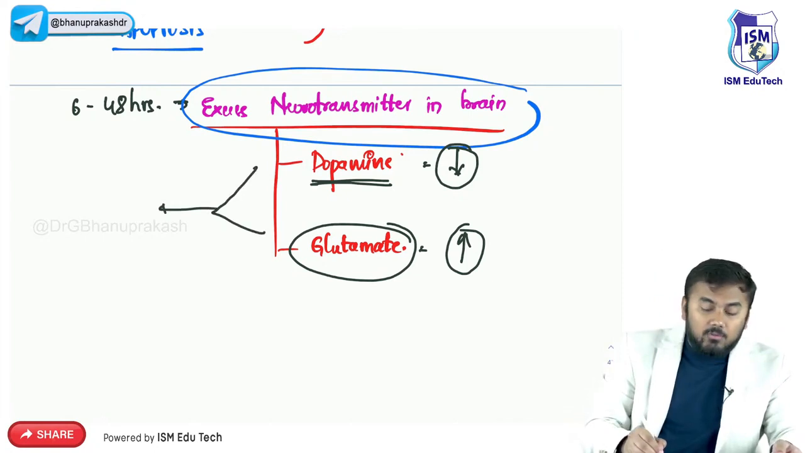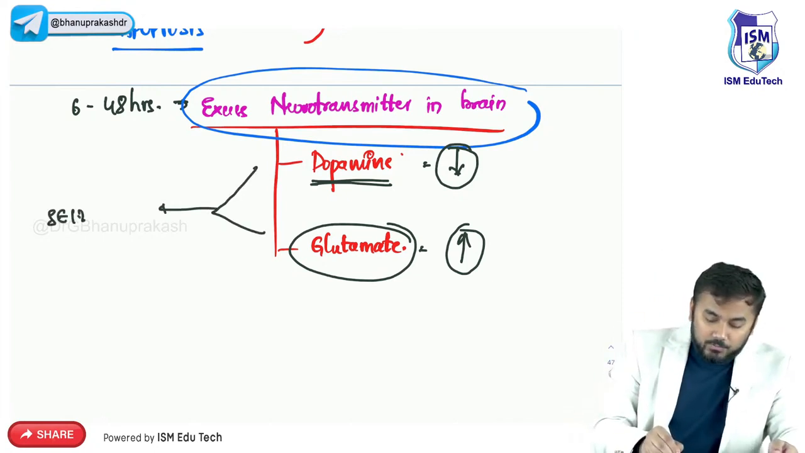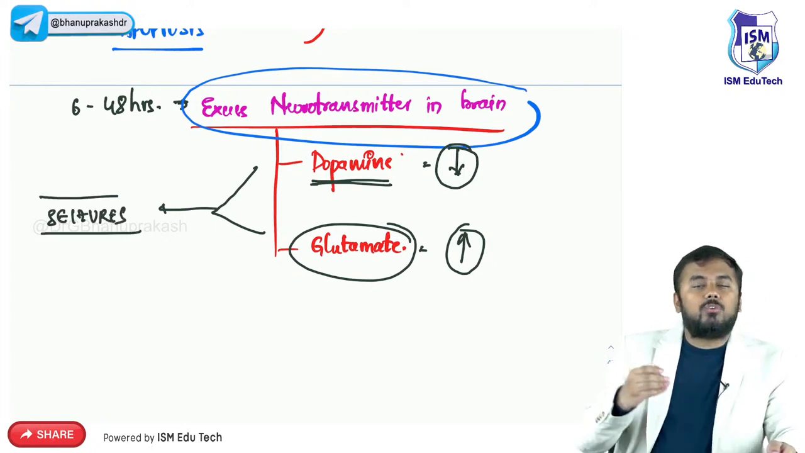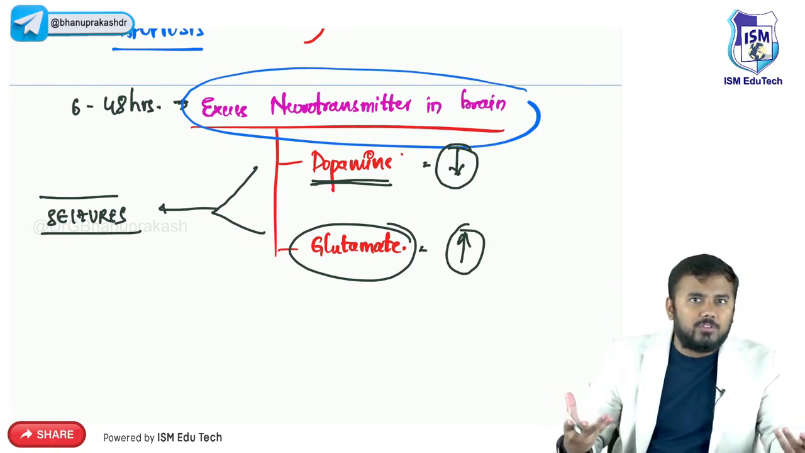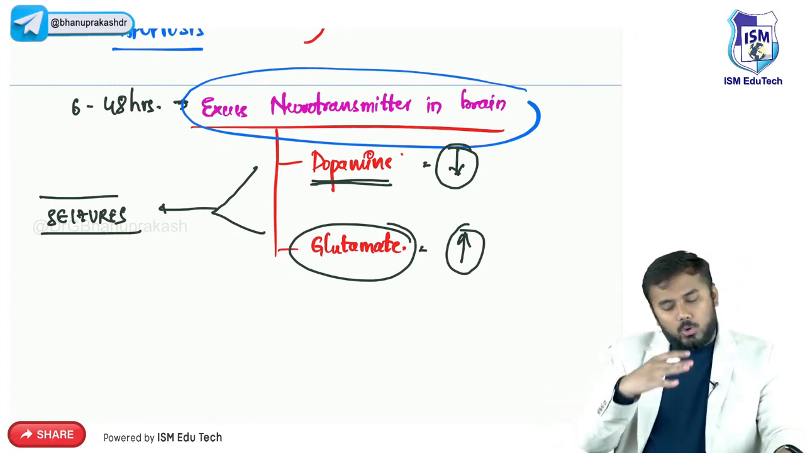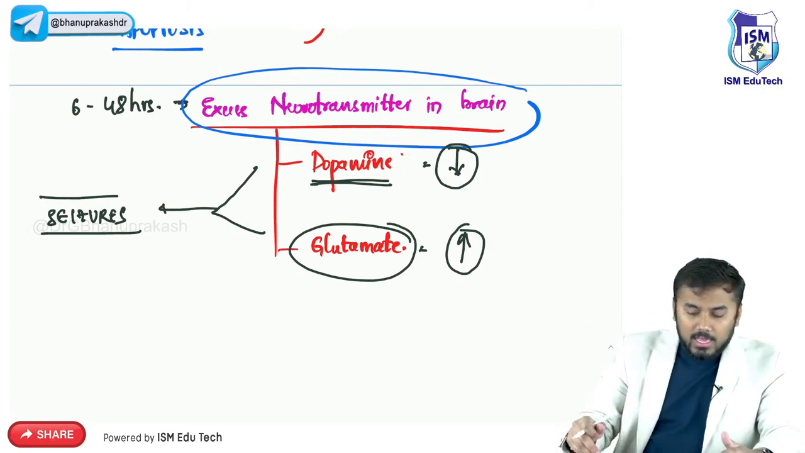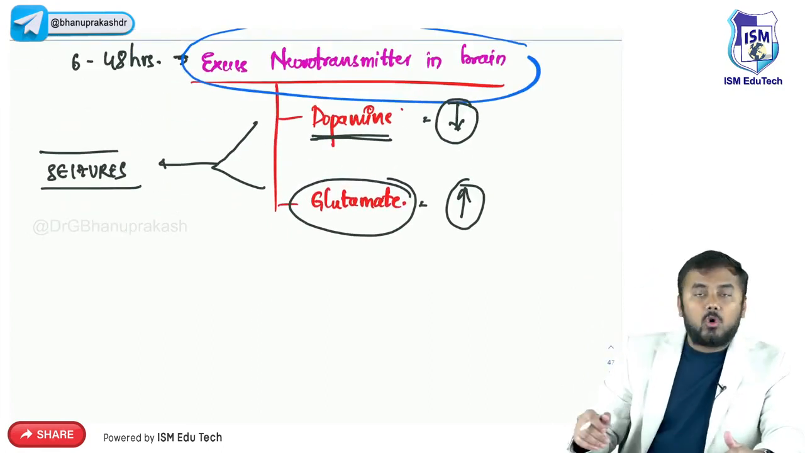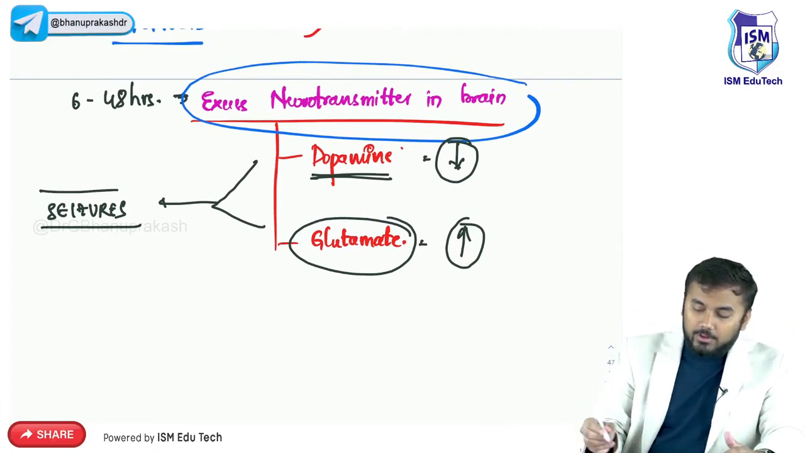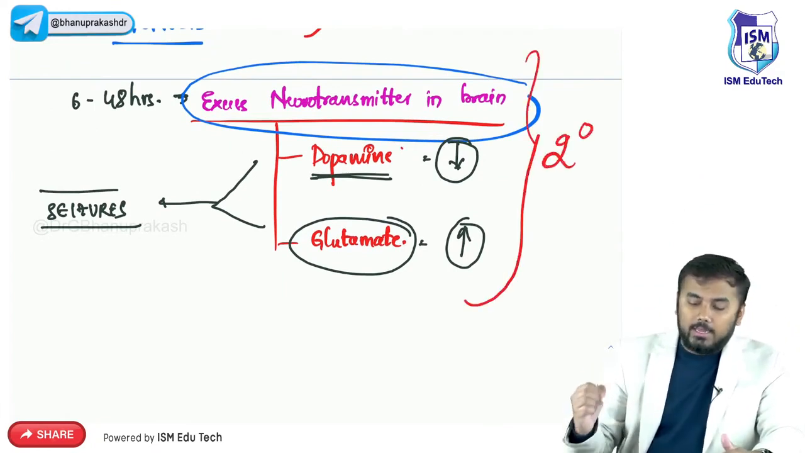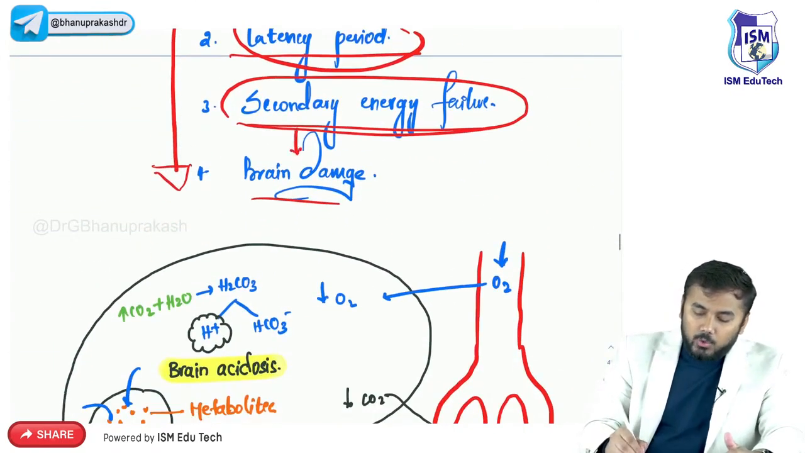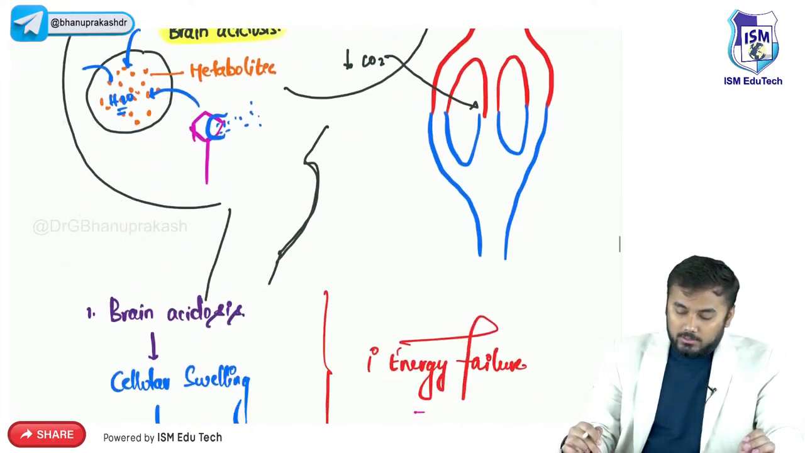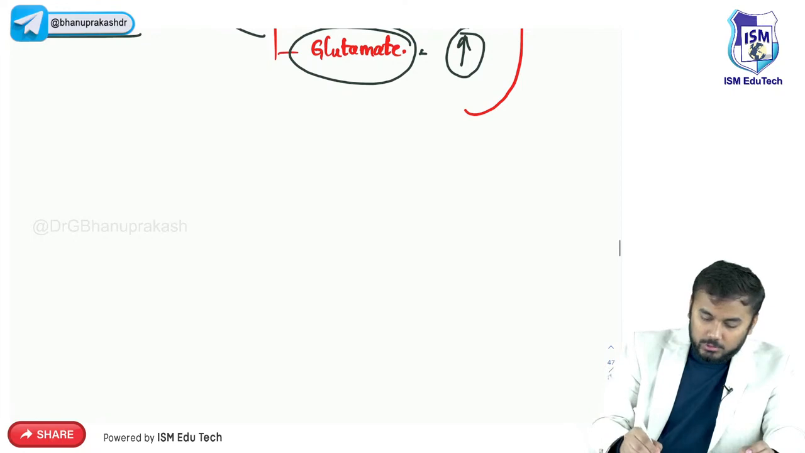So both of them will result in what? Both of them will result in seizures. So after 6 to 48 hours, the patient will have seizures. क्यों? क्योंकि brain में abnormal electrical activity चल रहा है because of the neurotransmitters. So I hope you understood till here. है ना? अभी ये मैंने जो डिस्कशन बताया था ना, this is what is called as secondary energy failure. So after secondary energy failure, the last important thing you have is brain damage.